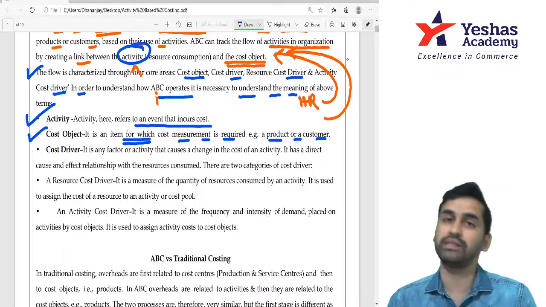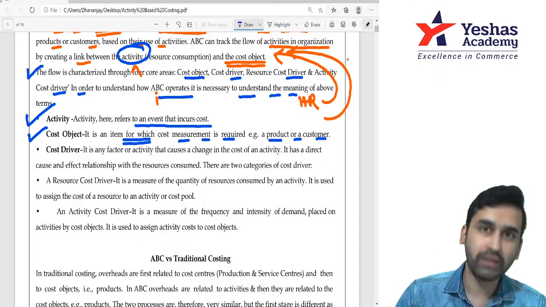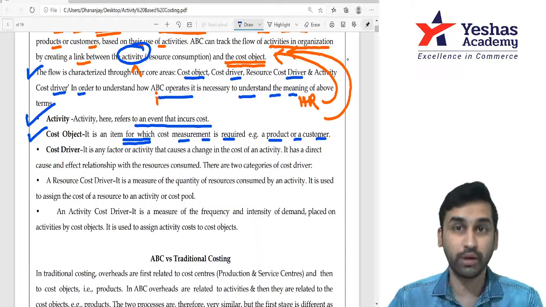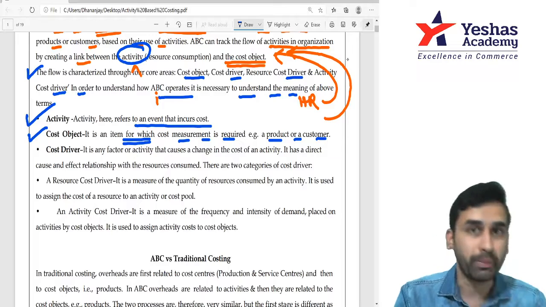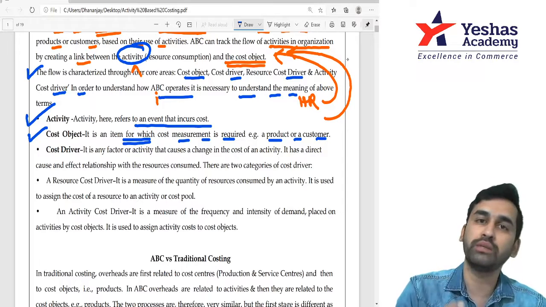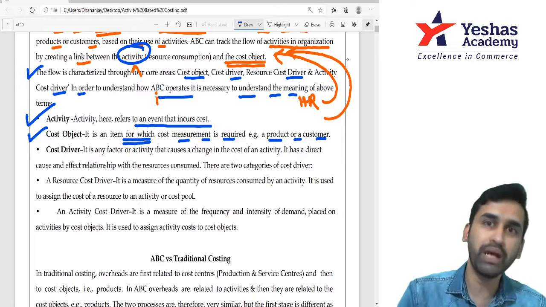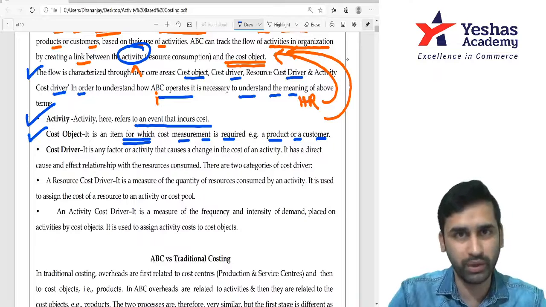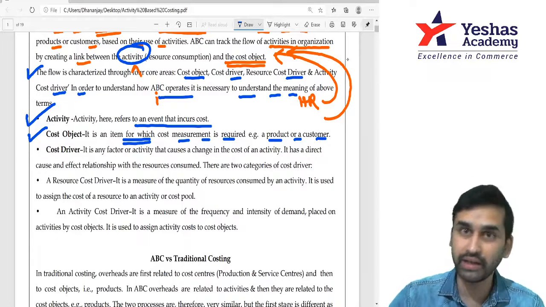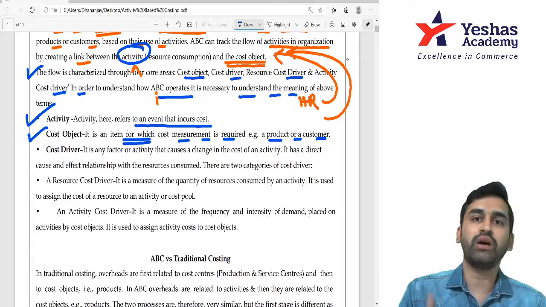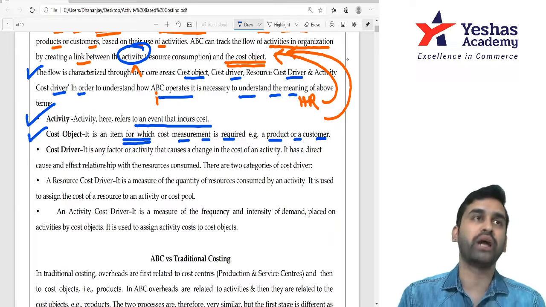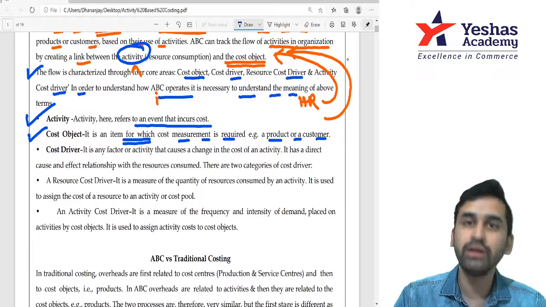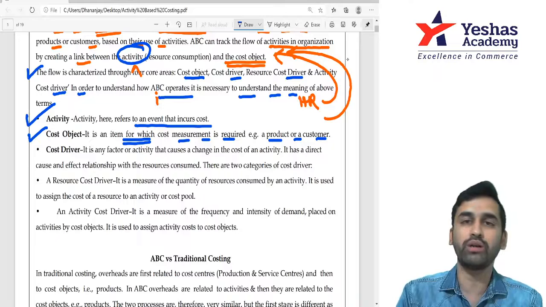Example, product or customer. You are preparing a cost sheet to calculate the cost per product. I am talking about the cost sheet chapter. You prepare a cost sheet to find out cost per product. You prepare a process account to calculate cost per process and then cost per unit. If it is WIP, cost per equivalent unit, correct? What are you calculating the cost for? Are you calculating the cost per unit, per contract, per customer, per job? That itself is called cost object.